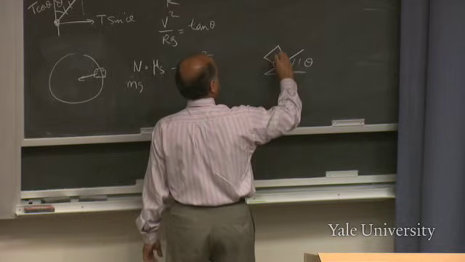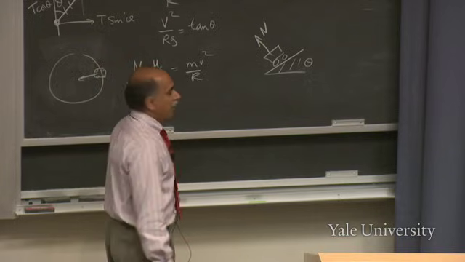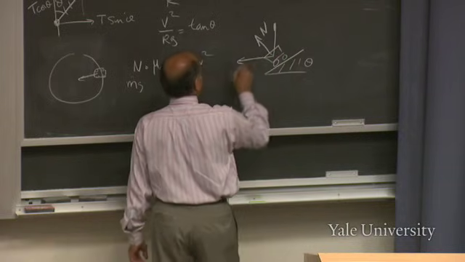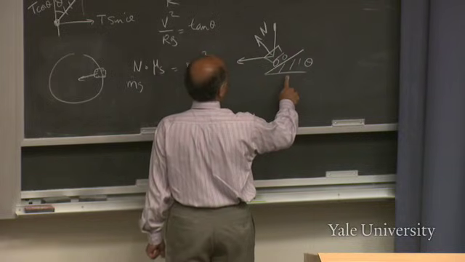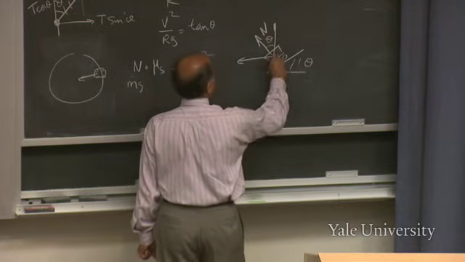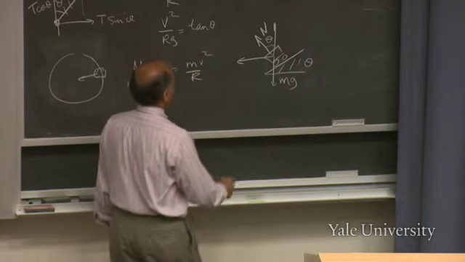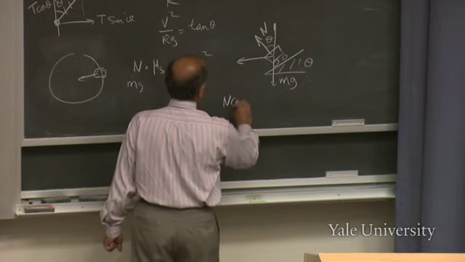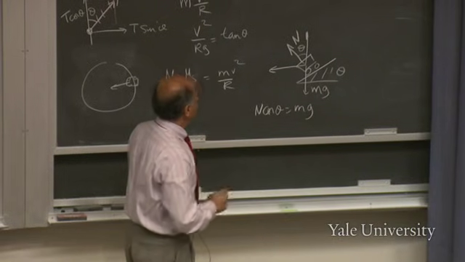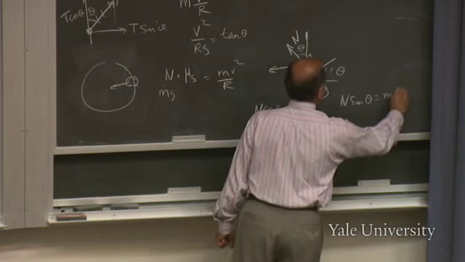This road has no friction, so it can only exert a force that way. But let me resolve that force into two parts, one like this and one like this. Again, if these two have an angle theta, that is the same angle theta there. And that is the mass of the car this way. So what do I find? I find n cosine theta equals mg, and n sine theta equals mv squared over r.